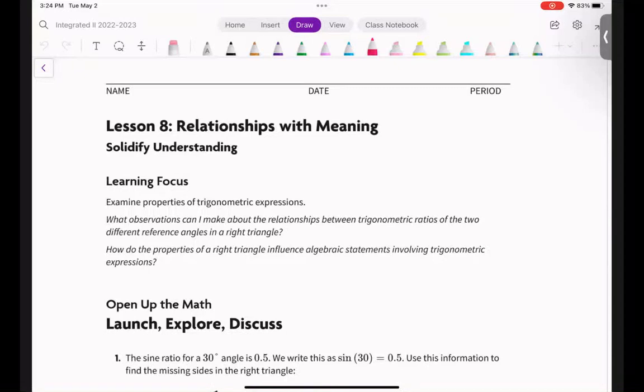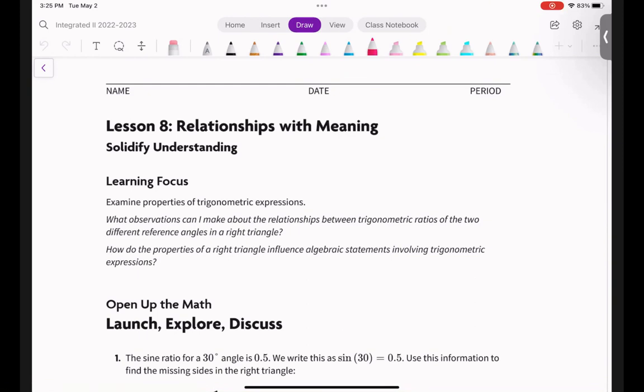Okay, so we're going to go over 6.8, which is called relationships with meaning. And it's called solidifying understanding, meaning we're still in the exploring stages and we haven't gotten to the practice part yet. So you shouldn't necessarily feel completely lost, but you also shouldn't be comfortable enough to be like, oh my gosh, Miss Johnson, this is so easy, right? So you're in that middle stage.